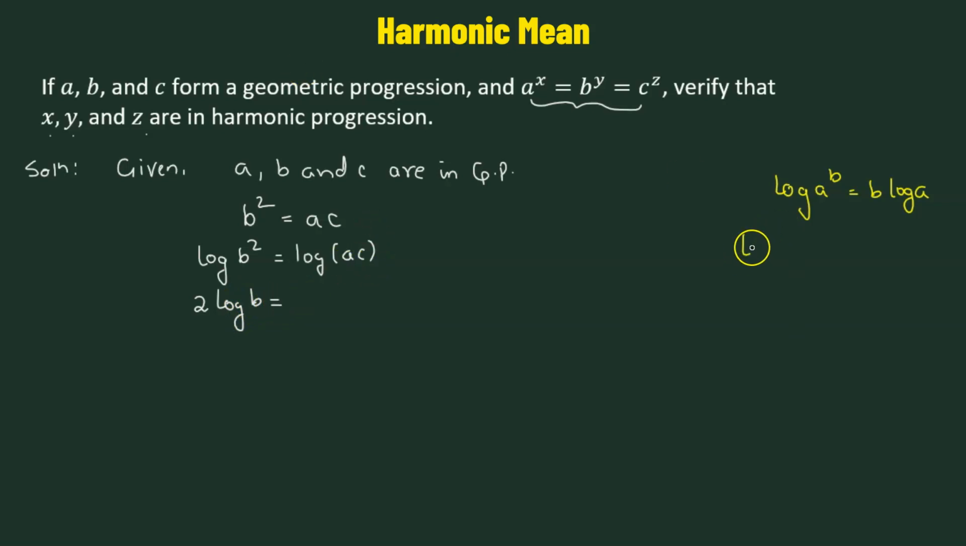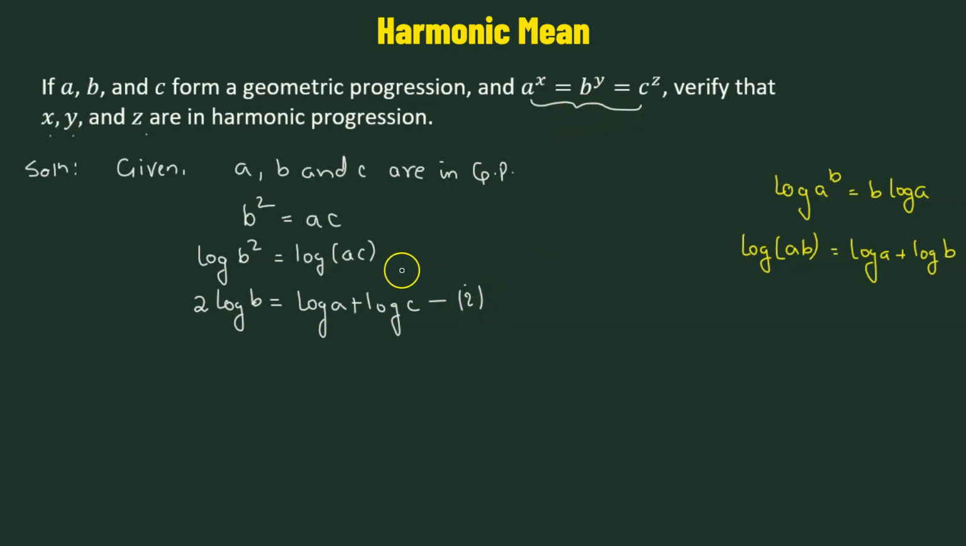There is another property of logarithm. Whenever we have the log of the product of two numbers a and b, that's simply equal to log of a plus log of b, which means the log of AC can also be expressed as log of A plus log of C. We're going to keep it aside. Let's label this as equation number 1.